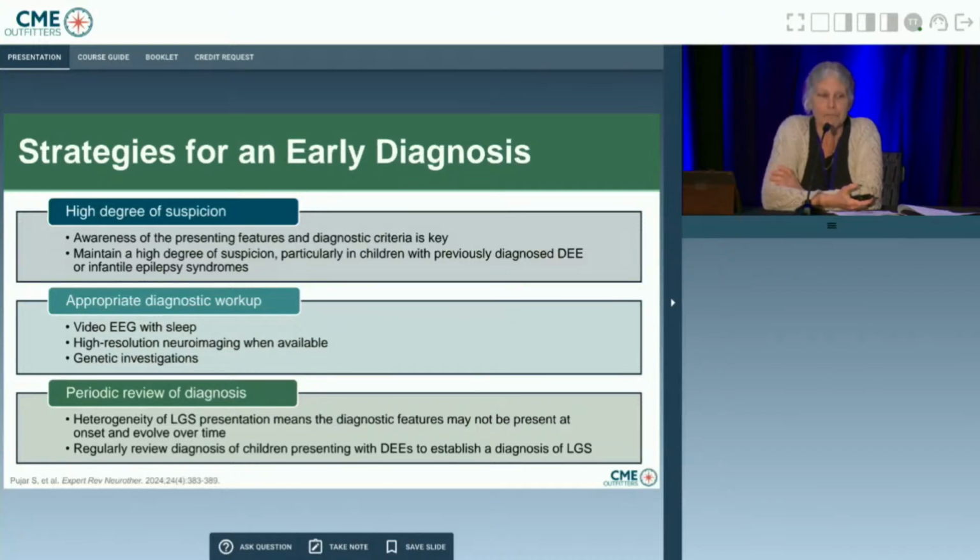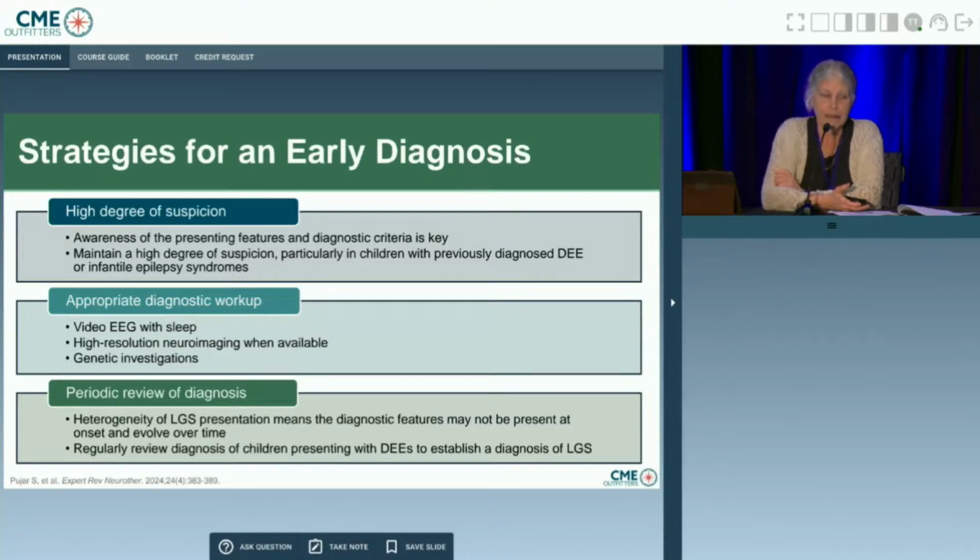So let's talk about a few strategies for early diagnosis. I think what we want to do is have a high index of suspicion, particularly for those children who have onset of severe epilepsy in the first 2 to 3 years of life. We need to be aware of the presenting features, and we want to maintain that high degree of suspicion to look for some of those evolving features. We want to be sure that we're getting the right diagnostic workup.